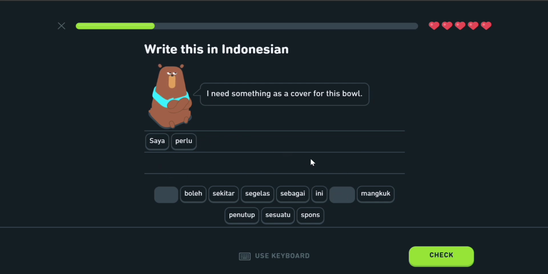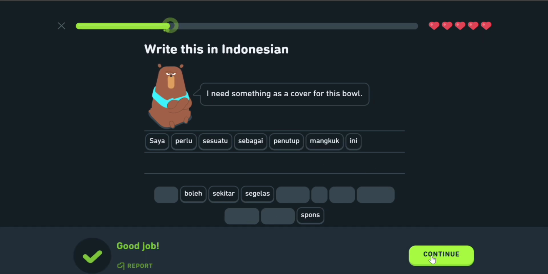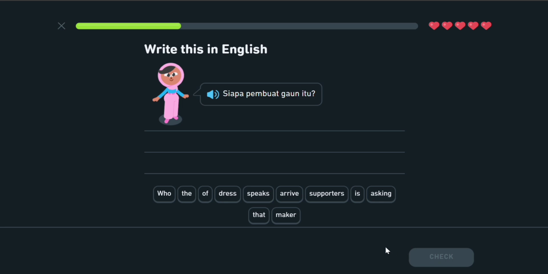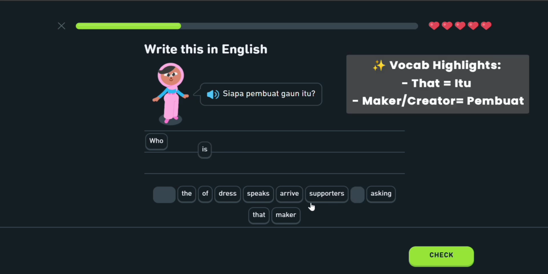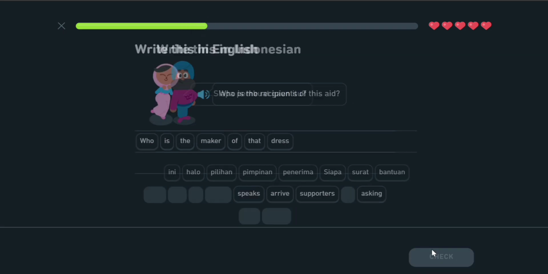So back to this, saya perlu sesuatu sebagai penutup mangkuk ini. Next. Siapa pembuat gaun itu? Who is the maker of that dress? Next.